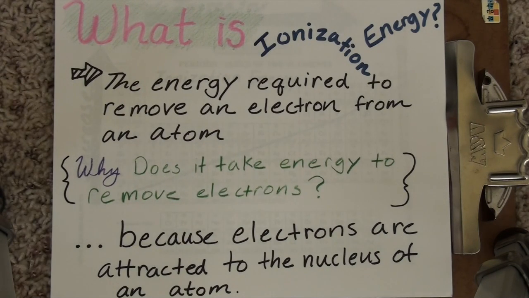So we are moving on to the ionization energy periodic trend. You might be wondering what ionization energy is. Ionization energy is defined as the minimum energy required to remove an electron from an atom. Electrons are attracted to the nucleus of an atom, so it takes energy to remove an electron. The energy required to remove an electron from an atom is called the first ionization energy. Once an electron has been removed, the atom becomes positively charged.